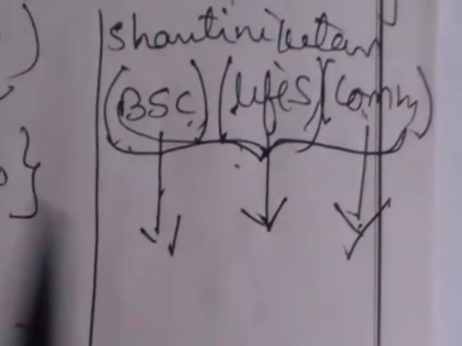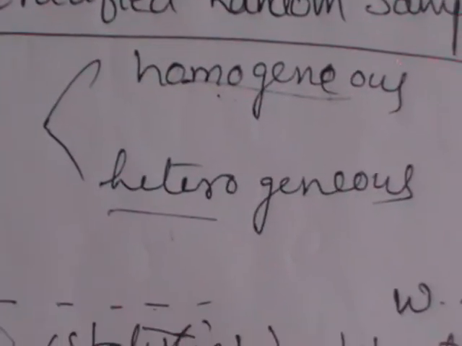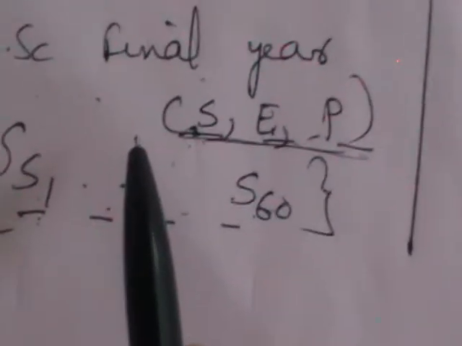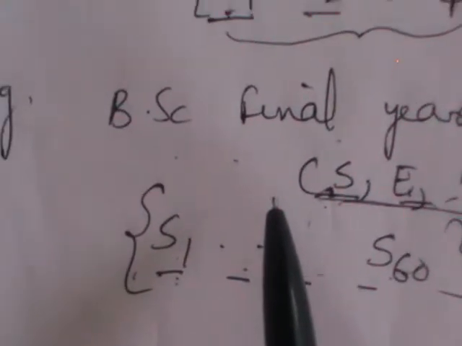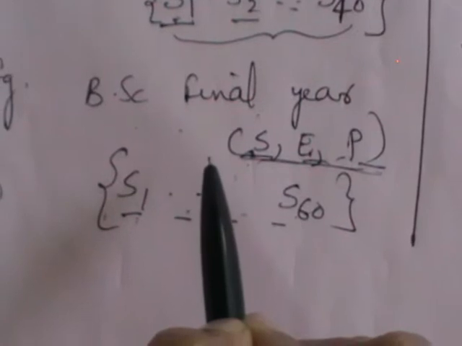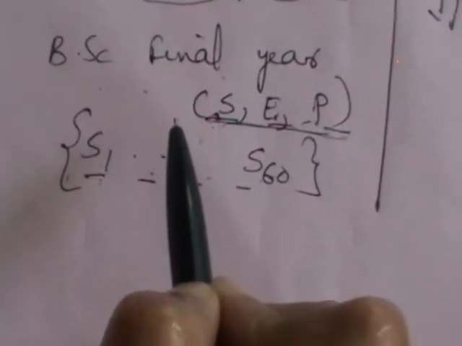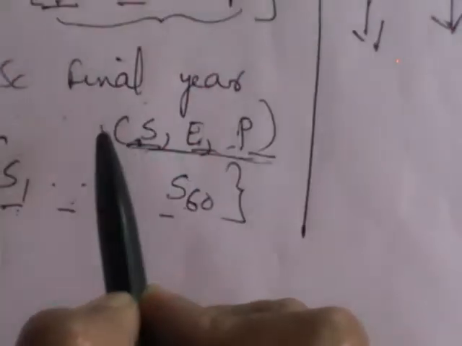So I think you have understood what is homogeneous and heterogeneous. With respect to a particular study, if all the units in a population exhibit similar characteristics or properties, we call that a homogeneous population. If all the units in the population show different properties with respect to one another, with respect to the study, we call that a heterogeneous population.